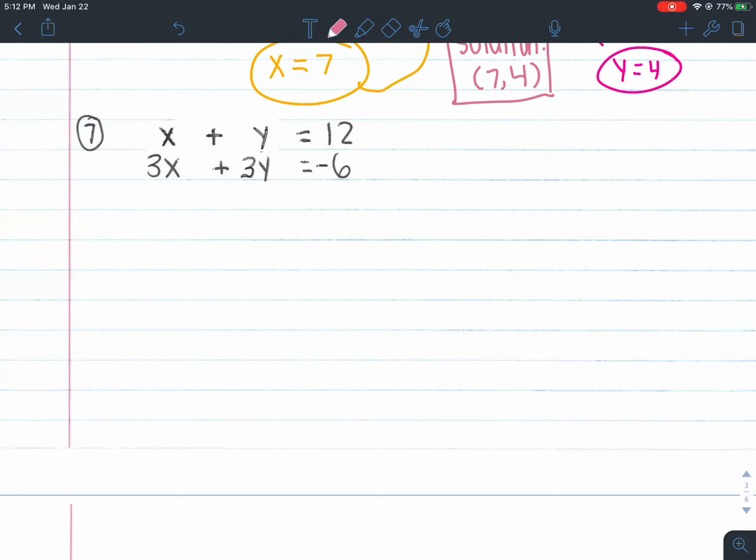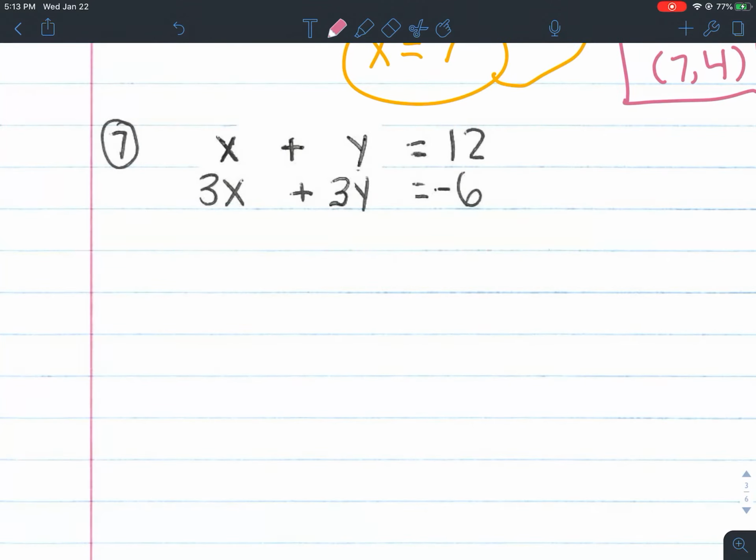The second thing I check for is, do I have the same number anywhere on my variables? No, right? Because I have a 1 and a 3 and a 1 and 3. So no matching numbers. Do I have any opposite signs? No. Now we check. Do I want to get rid of x or do I want to get rid of y? Well, I have the same numbers in both cases, so it doesn't really matter which one I get rid of. So let's just pick to get rid of x.